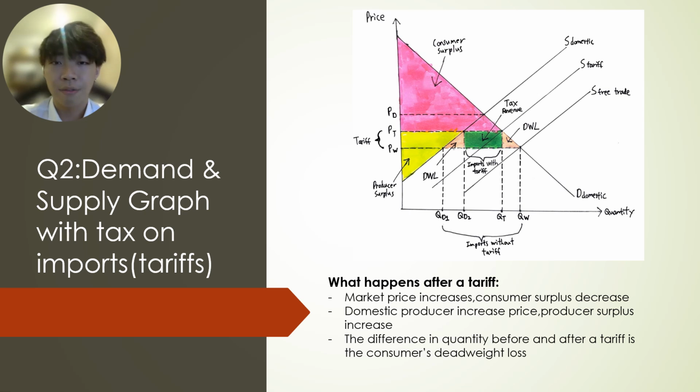Finally, the difference in quantity for the imported goods before tariff and after tariff is the consumer's deadweight loss, shown by two triangles highlighted in orange. So the difference between the deadweight loss previously and in this case is that previously the deadweight loss comes from both consumers and producers, but in the case of a tariff, it is from the loss of consumers only.